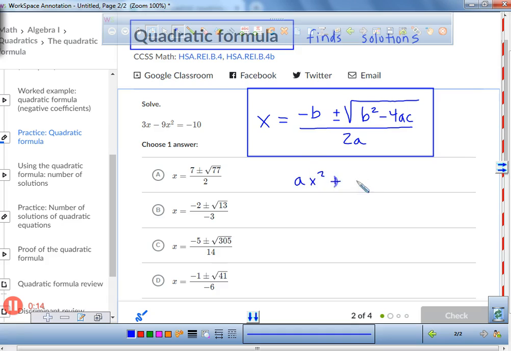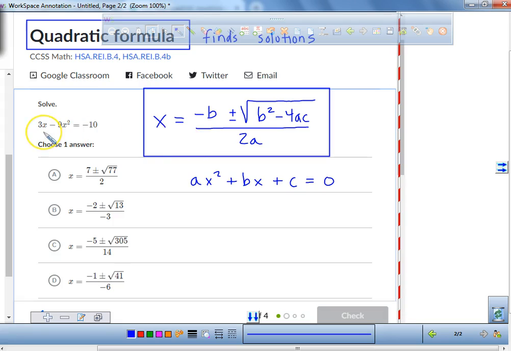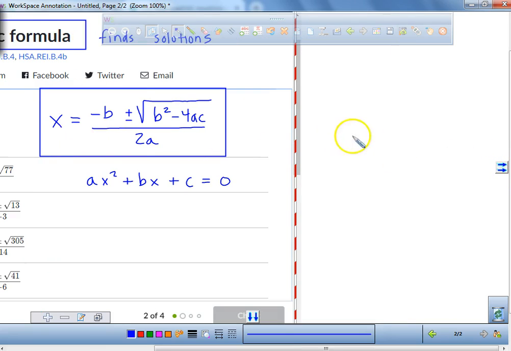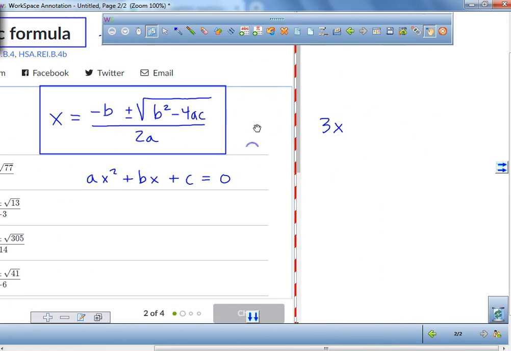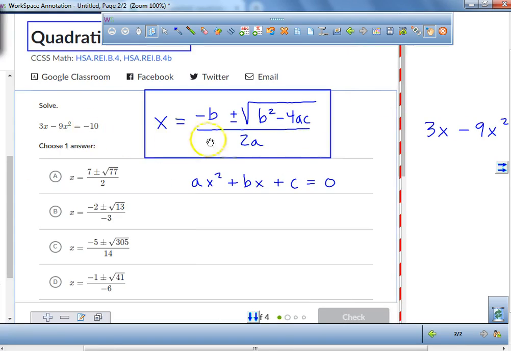We're going to write the standard equation. This is your standard equation for the quadratic equation, for parabolas, okay? First thing you have to make sure is you set it equal to 0. So let's look at our equation right here. It says 3x minus 9x squared equals negative 10.